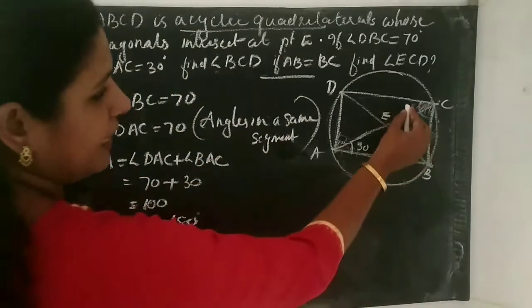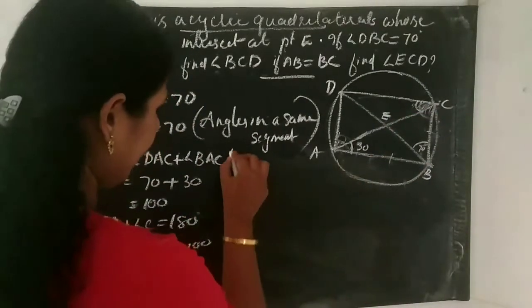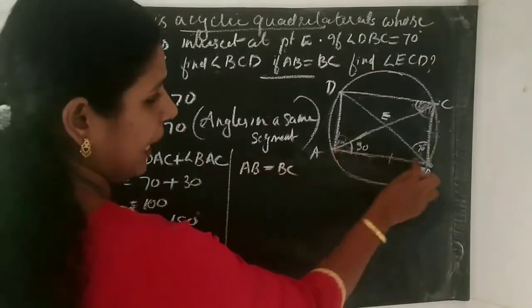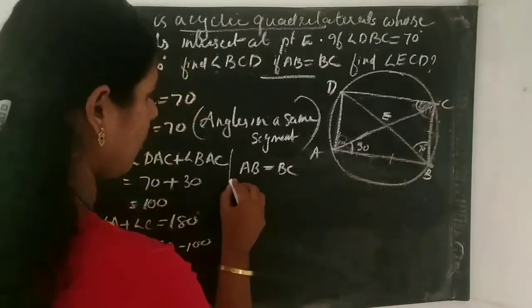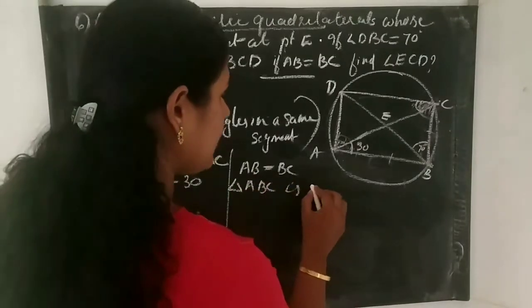Now we need this angle. Okay, from this, it's given that AB equals BC. AB and BC are equal. Now triangle ABC is an isosceles triangle.